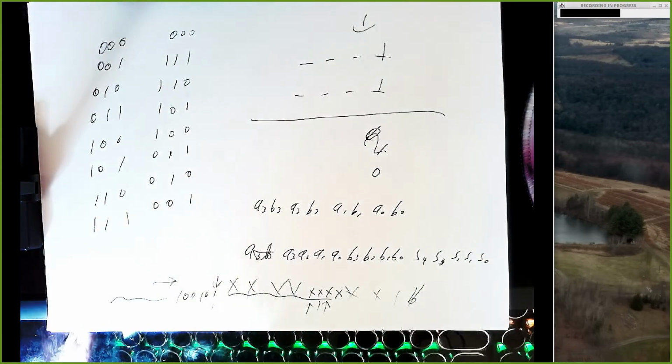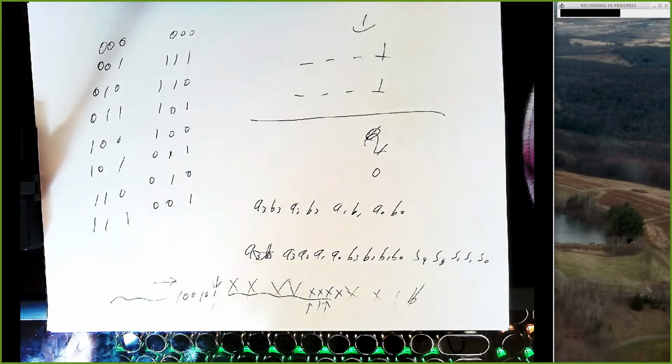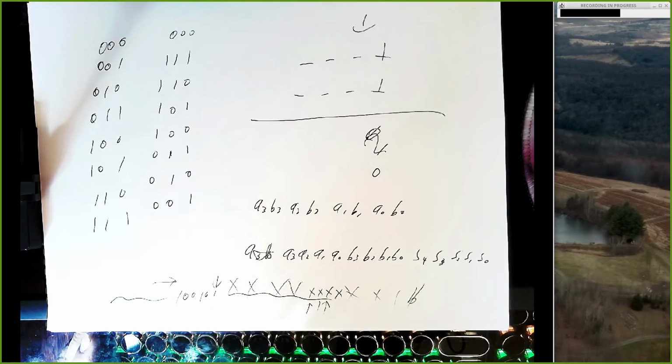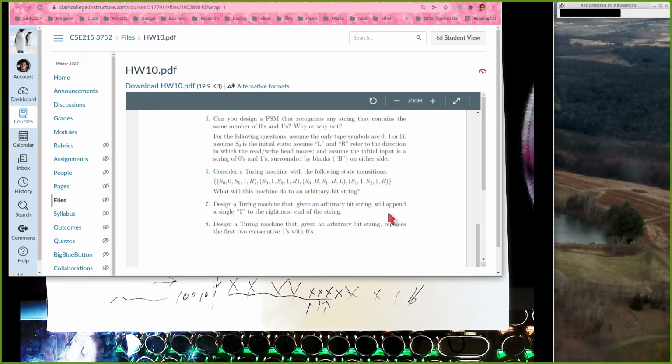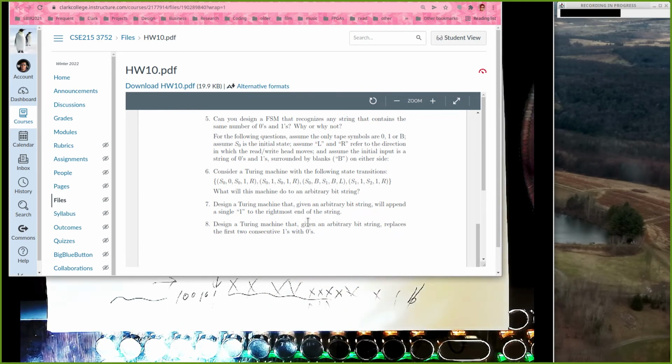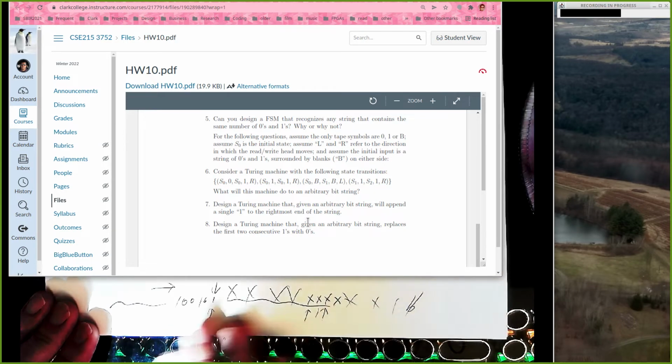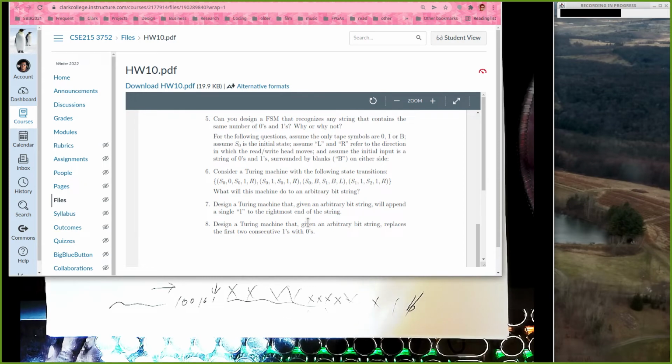I think let me see the homework questions. Yeah, so for the homework questions, I don't need you to do all of this. You're welcome to start the tape somewhere reasonable. So design a Turing machine that, given an arbitrary bit string, will append a single one to the rightmost end of the string. Well, don't just start it at the rightmost end, but start it somewhere in the string and move to the right, basically. But no, you don't need to do this most general version of trying to find it, because that's kind of a whole big problem in itself.